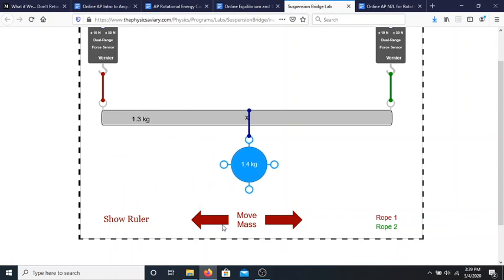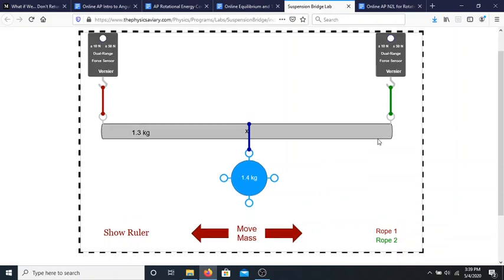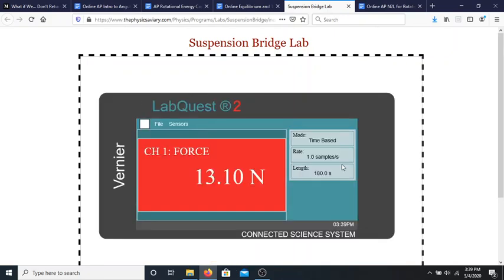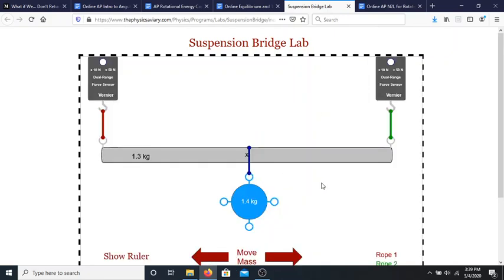Your task is to click on the two force sensors that are holding up this bar and pay attention to what the force sensor reads. Normally, if I had two ropes holding up a mass, they would split the force equally. We're going to find out that's still the case when you have something like this.